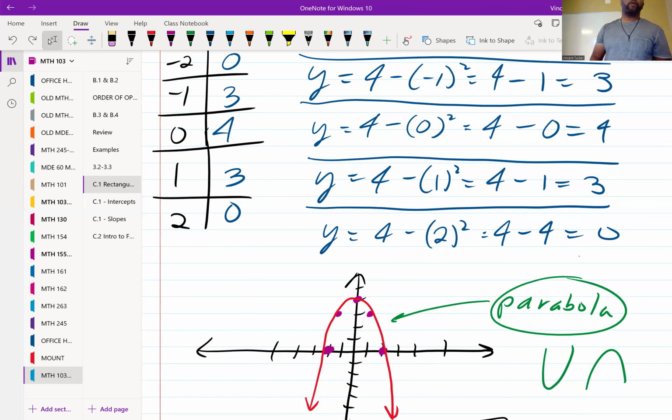So we would graph -2, 0. That's to the left 2, but not up or down. So that's this value right here. Then to the left 1 up 3, value right here. 0, 4, we don't move to the right or left, but we go up 4. So that's that number at the peak. That's our vertex. To the right 1 up 3, and then to the right 2, 0. That gives the other 2 points to the right. And that will give us a parabola.